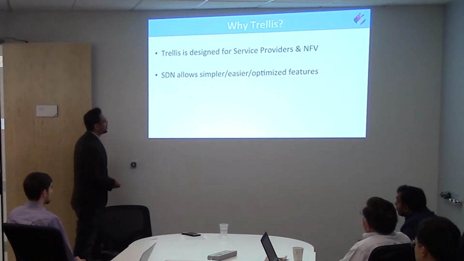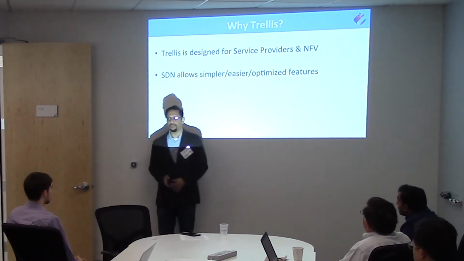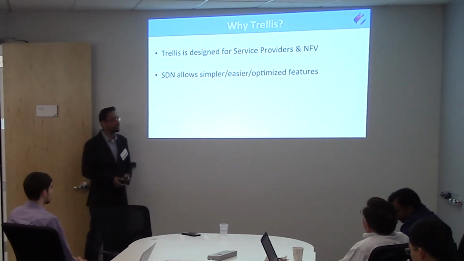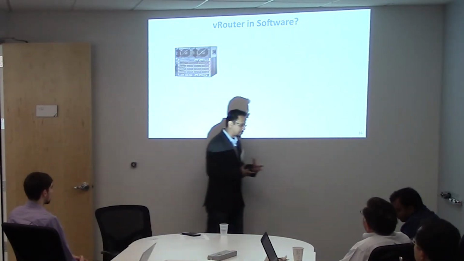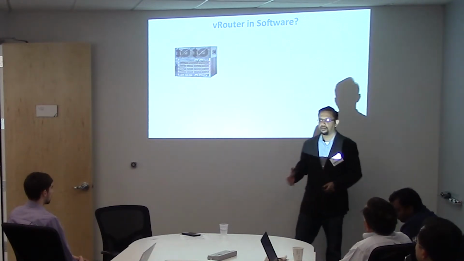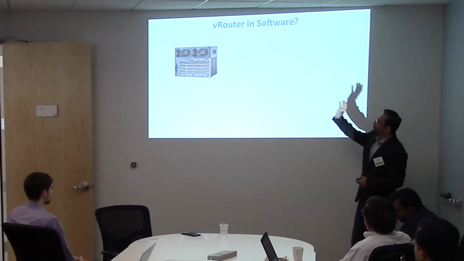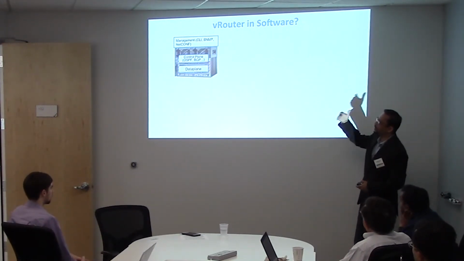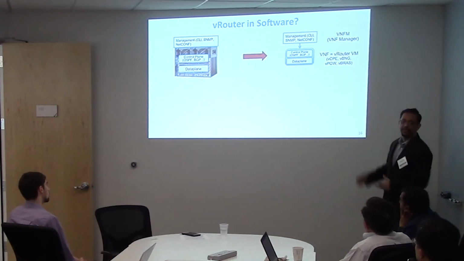Second reason is SDN allows simpler, easier, and more optimized features. And there are actually many examples of this, but I'll give you one particular example because that's all I have time for. So remember we talked about vRouter, and vRouter being one of the features in Trellis, but not the normal way that you nearly think about vRouter, okay? So a physical router will have a data plane, it'll have a control plane based on traditional networking, it'll have some kind of management. But when you want to talk about vRouter, they'll say, okay, well, we'll take all of that and put that inside a VM.